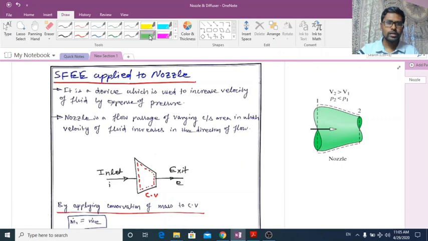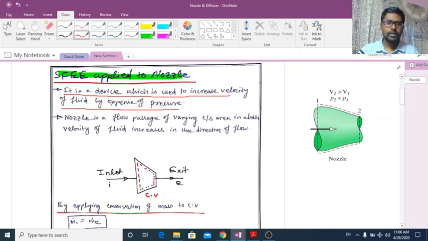So here, steady flow energy equation applied to nozzle. So nozzle is a device which is used to increase velocity of fluid by expense of pressure of fluid.